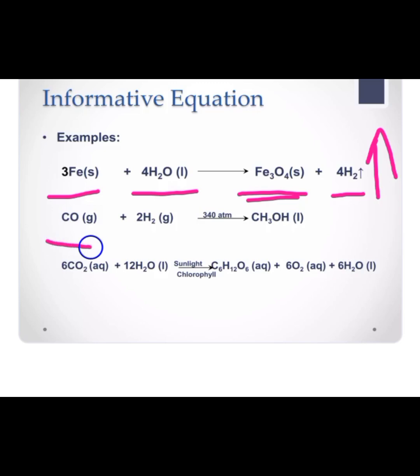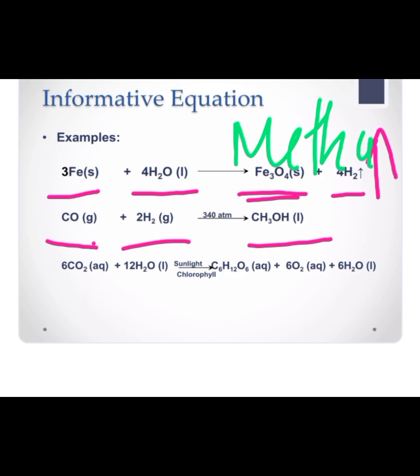Next example, carbon monoxide is a gas. Hydrogen is also a gas. Combines to form methanol. This is methanol. Methanol is an alcohol. Now the number of carbon atoms, 1 in the left and 1 in the right hand side. Oxygen is 1 in the left and right also.